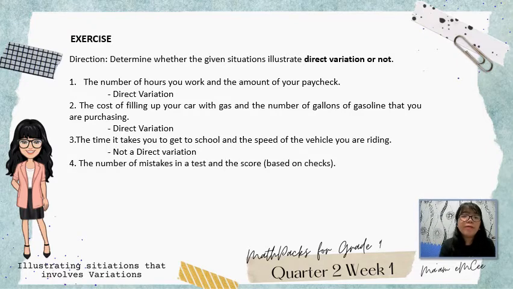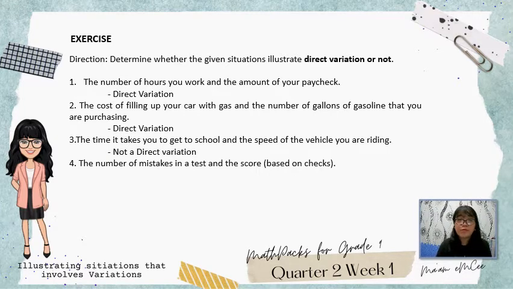Fourth, the number of mistakes in a test and the score based on the checks. So do you think this is an illustration of direct variation or not? What will happen if the number of mistakes in a test is increasing? If your number of mistakes is high, do you think the score is increasing or decreasing? Of course, if the number of mistakes in a test is increasing, the score based on the checks is decreasing. More mistakes, less score.